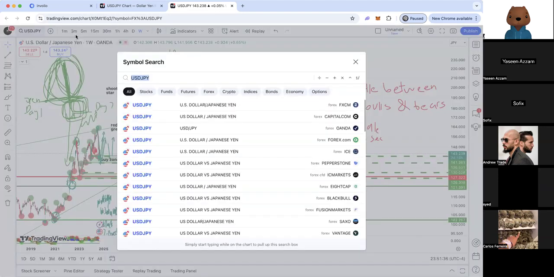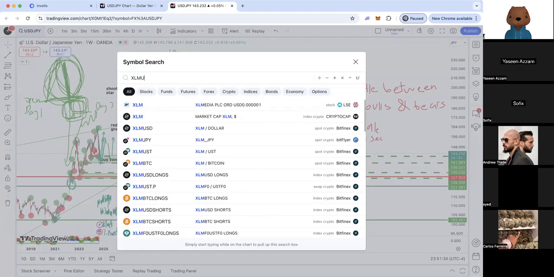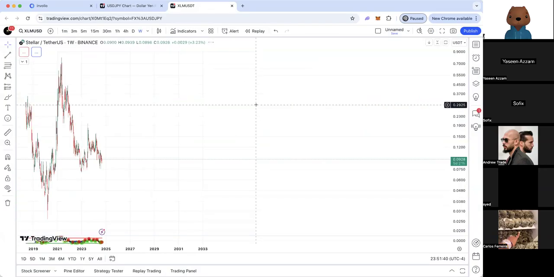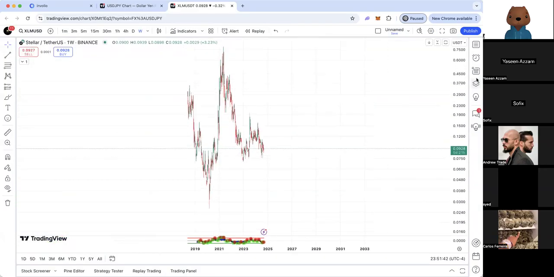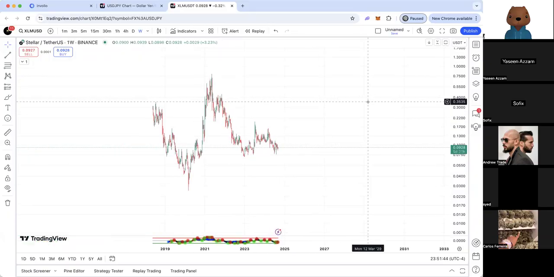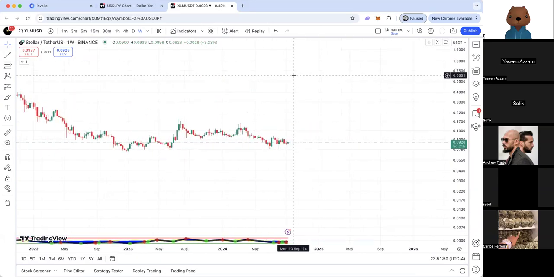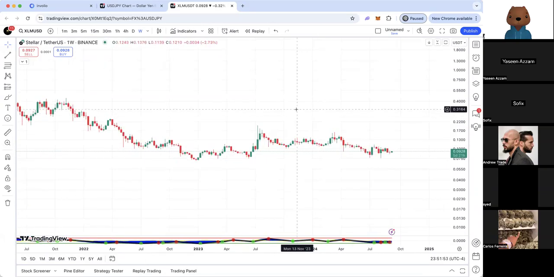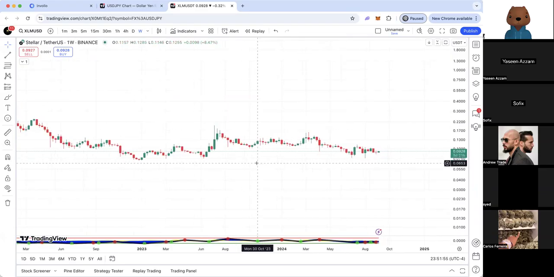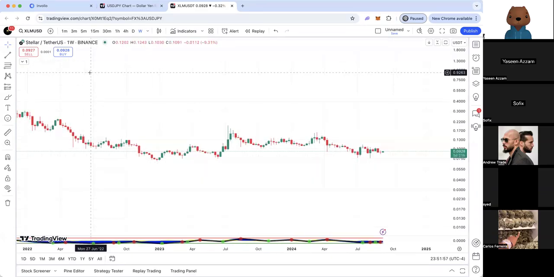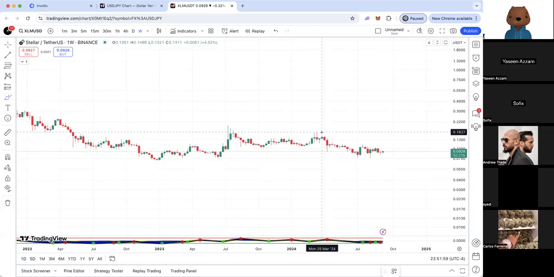Let's do XLM. Let's do Stellar. All right. So Stellar. And I'm gonna keep it on candles just to be able to tell you guys the story of the candle open and close. I'm gonna try and find some hammer candles and find some shooting star candles. So right here we find a shooting star candle.